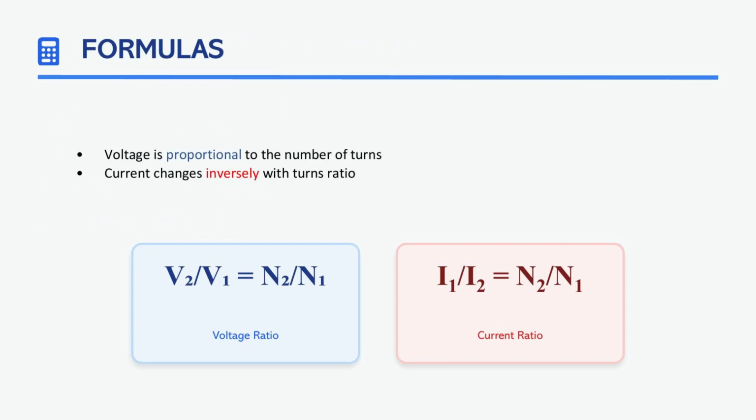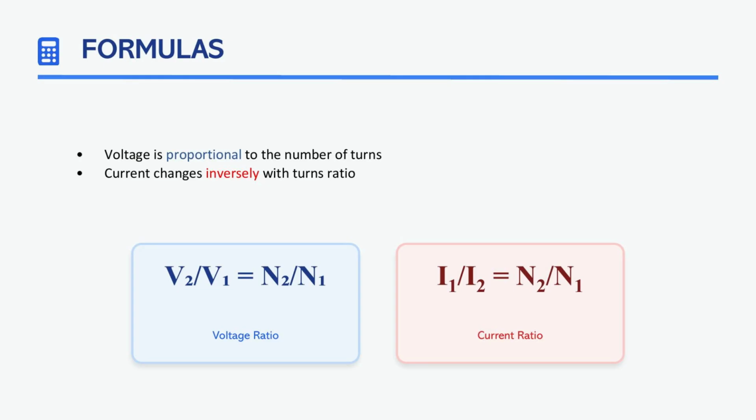Voltage is directly proportional to the number of turns in the windings, expressed as V2 over V1 equals N2 over N1, where V2 and V1 are the secondary and primary voltages. N2 represents the number of secondary turns, N1 represents the number of primary turns. So if the secondary has more turns than the primary, the secondary voltage will be greater. That gives us a step-up transformer. If the secondary has fewer turns, the secondary voltage will be lower. That gives us a step-down transformer.